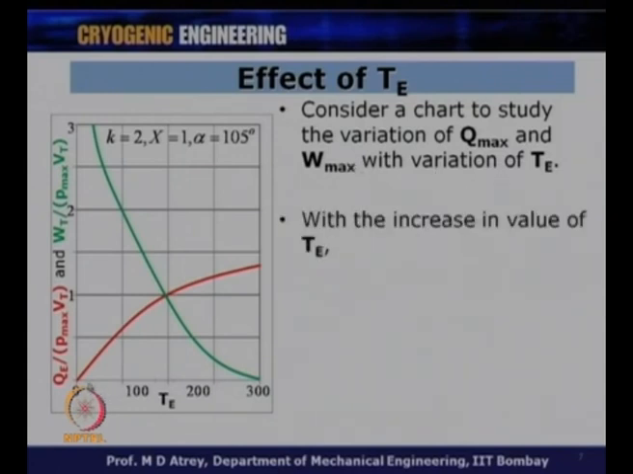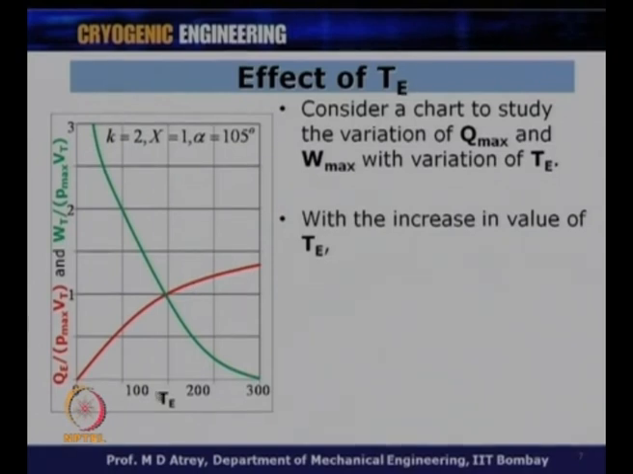Now, what do you see? As you increase the value of TE, that means as the cold end temperature increases, it is basically coming to room temperature. 300 Kelvin is nothing but room temperature, and you can very well understand that as the colder end temperature increases, the cooling effect increases. That means the Qmax value given by this red curve will increase. This is absolutely clear that as you increase the lower end temperature, the value of TE, the cooling effect will increase, while at the same time the power input required will go on decreasing.